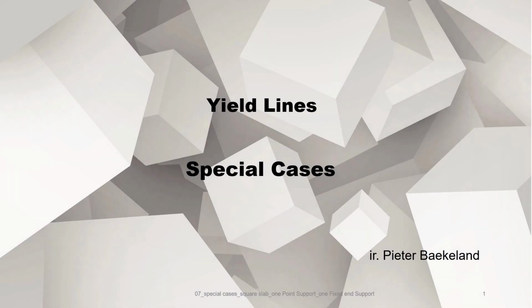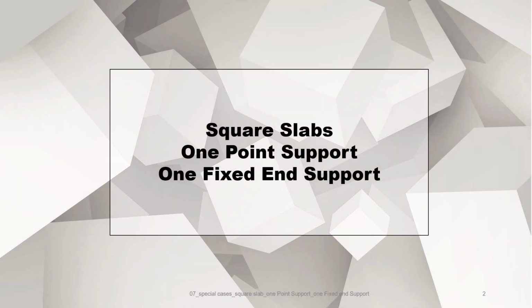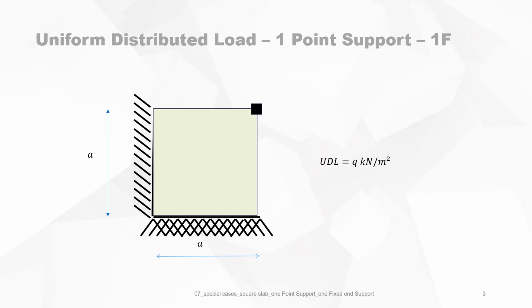Yield lines, special cases. This video will deal with square slabs with one point support and one fixed end support. You will see here a square slab. One edge is simply supported, the other is a fixed end support, and there is a point support on the other side, loaded with a uniform distributed load of q kilonewtons per square meter.